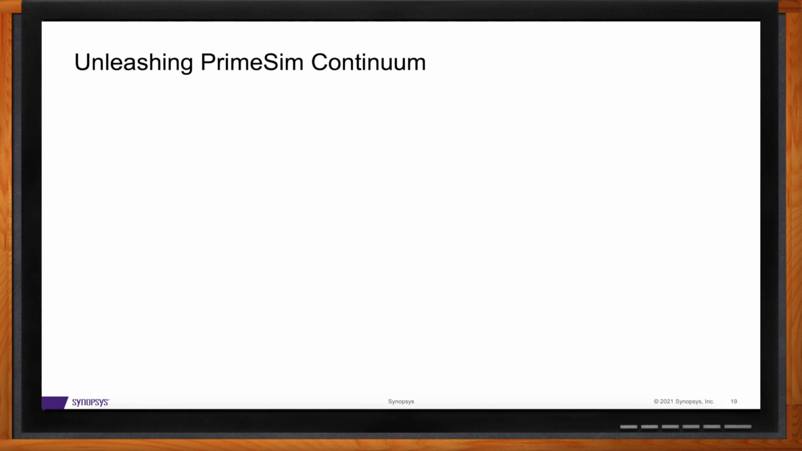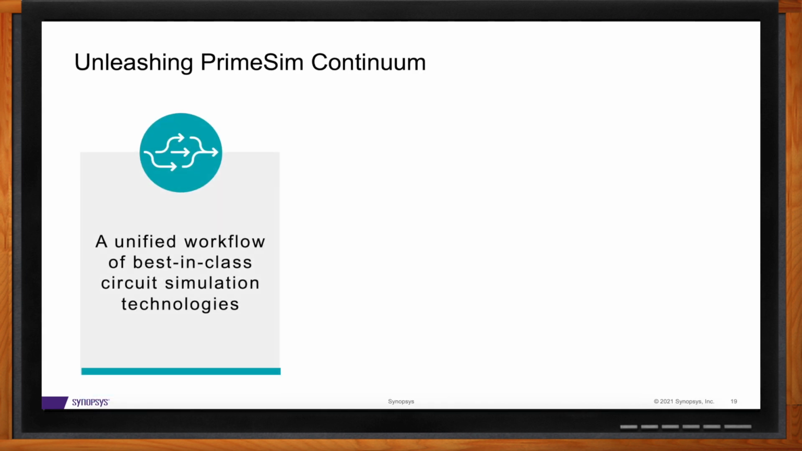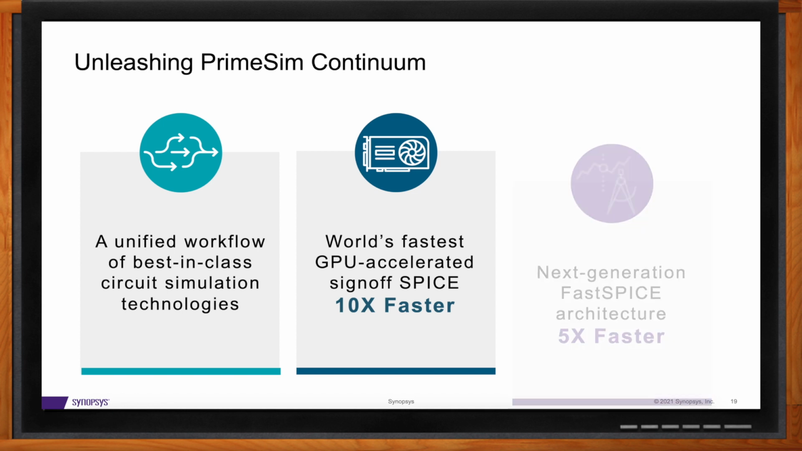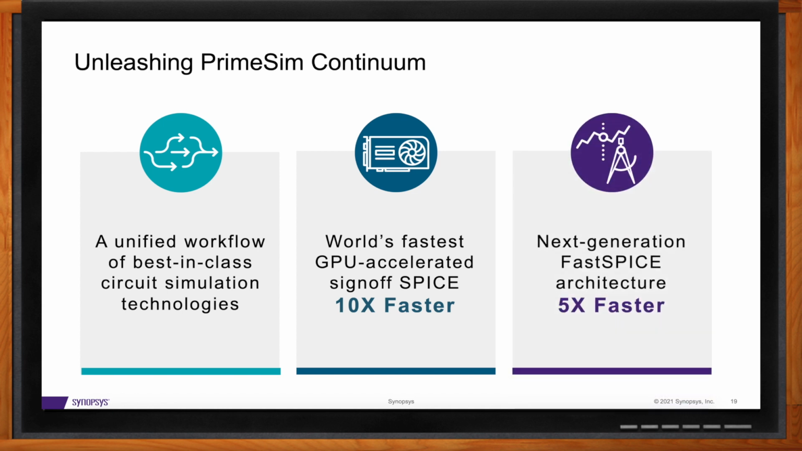Yes, I think there are three takeaways here. First, PrimeSim Continuum is a unified workflow. It consists of the best-in-class SPICE and FastSPICE technology, all sharing common input, common output, and a common use model. It consists of the world's fastest GPU-accelerated sign-off SPICE, running 10 times faster on the CPU and GPU compared to just running on the CPU alone. And it consists of the next generation FastSPICE architecture, PrimeSim Pro, which is 5 times faster with 2 times more capacity than our leading FastSPICE technology today.